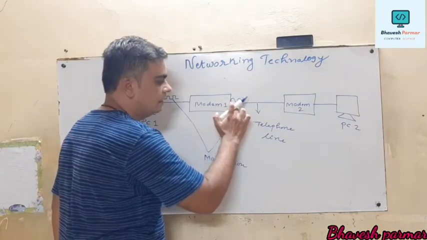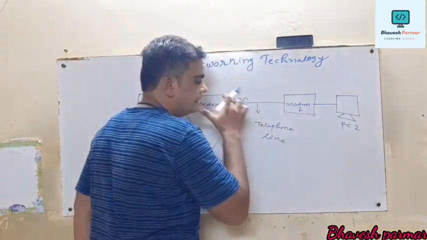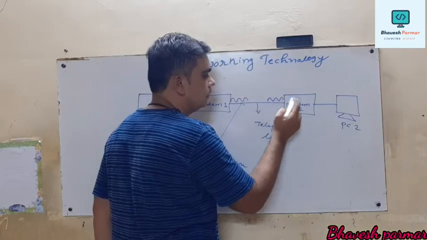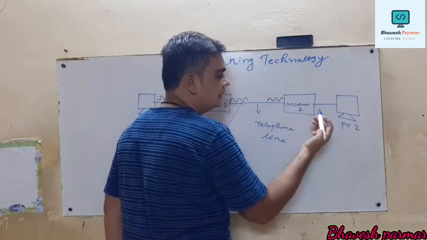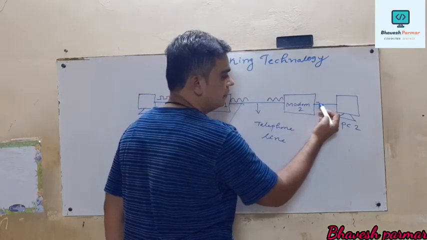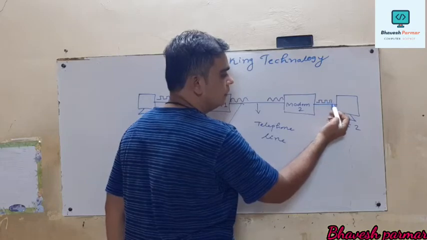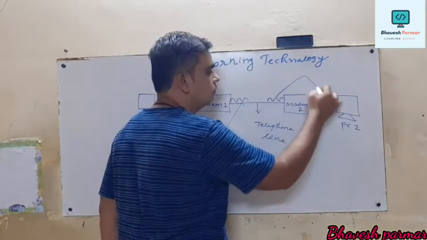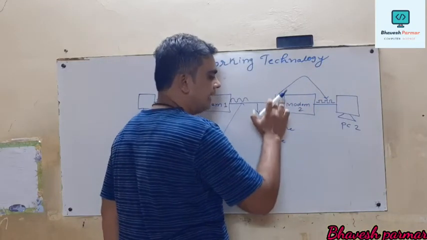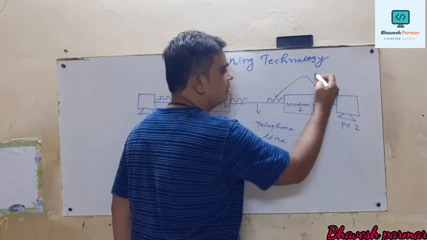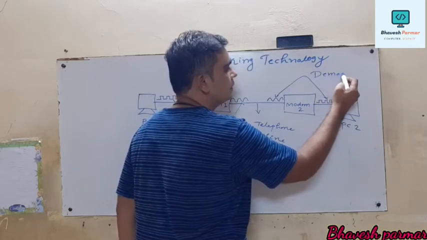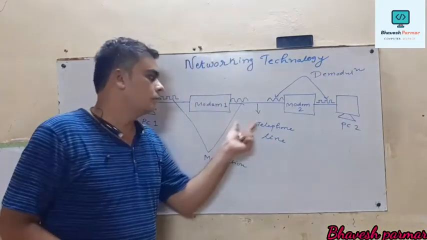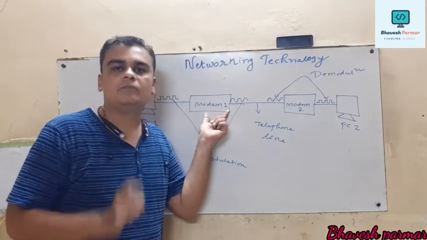And this analog signal is transferred through this cable, then this analog signal is received by modem number 2, and it retransmits it into digital form, and this digital signal is received by computer number 2. So this process of converting analog signal to digital signal is called demodulation. So modem stands for modulator, demodulator.